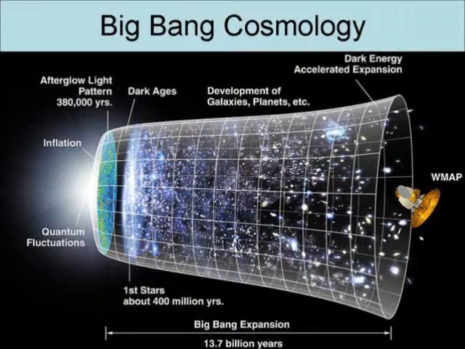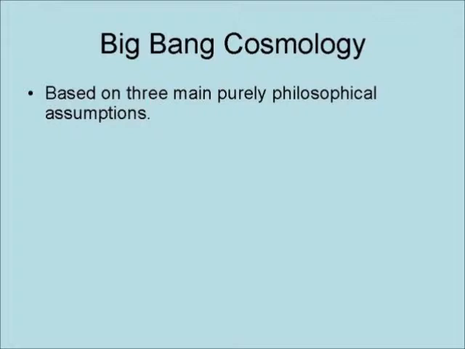The model starts with all of the matter and space of the universe squeezed into an infinitesimal dot called a singularity. Then, according to the theory, the infinitesimal dot suddenly underwent an extremely energetic expansion, commonly described as an explosion. Over time, the heat of this expansion cooled, eventually forming galaxies, stars, planets, and us. The cosmic background radiation is seen as the residual heat of the Big Bang, redshifted by the expansion of the universe. The Big Bang cosmology is based on three main, purely philosophical assumptions.